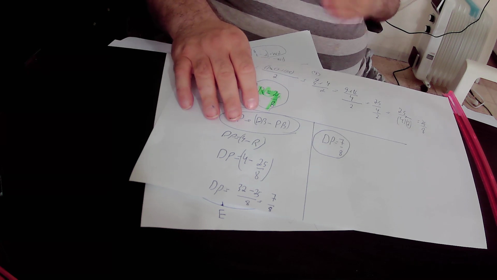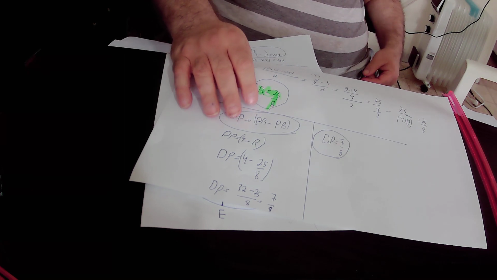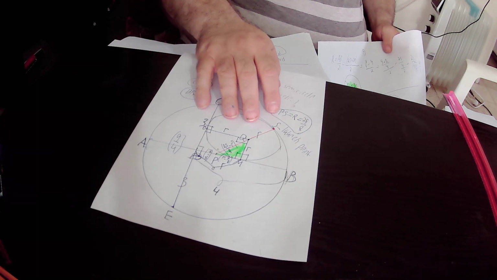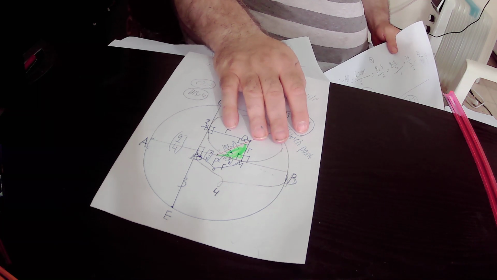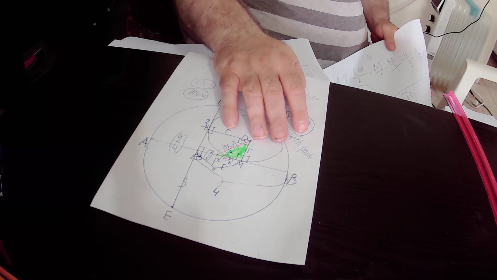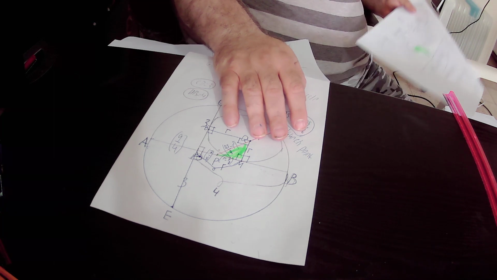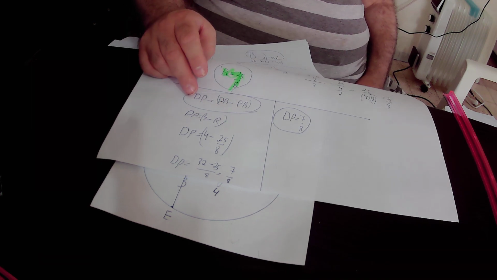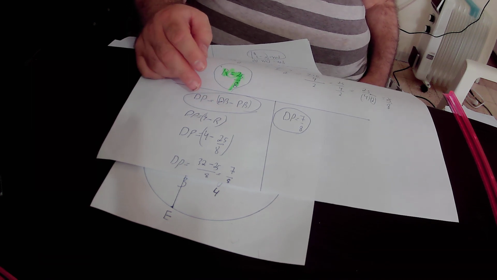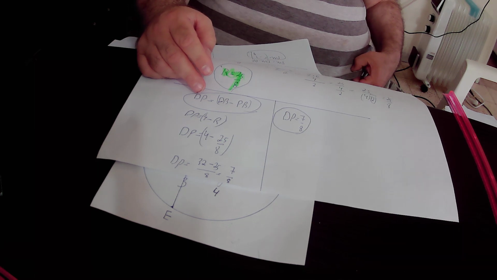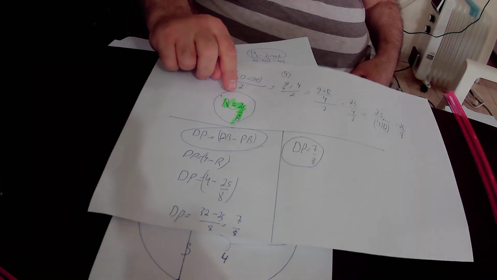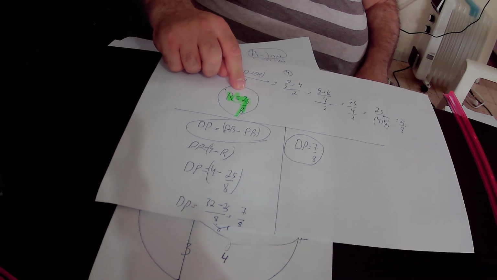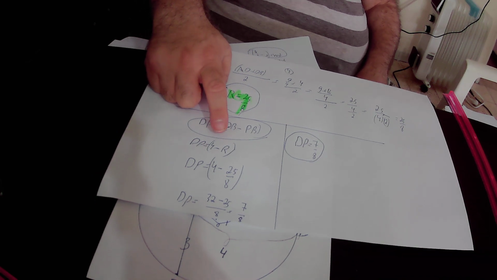Okay, DB equals 4 units according to what is given in the question. What is the length of PB? P is the center of the big circle, B is a point on the big circle itself. This is exactly the definition of a radius. So PB is the radius of the big circle, which is equal to capital R. So we substitute PB by capital R and we get that DP equals 4 minus capital R. But we already found out that capital R equals 25 over 8, so we substitute and get that DP equals 4 minus 25 over 8.